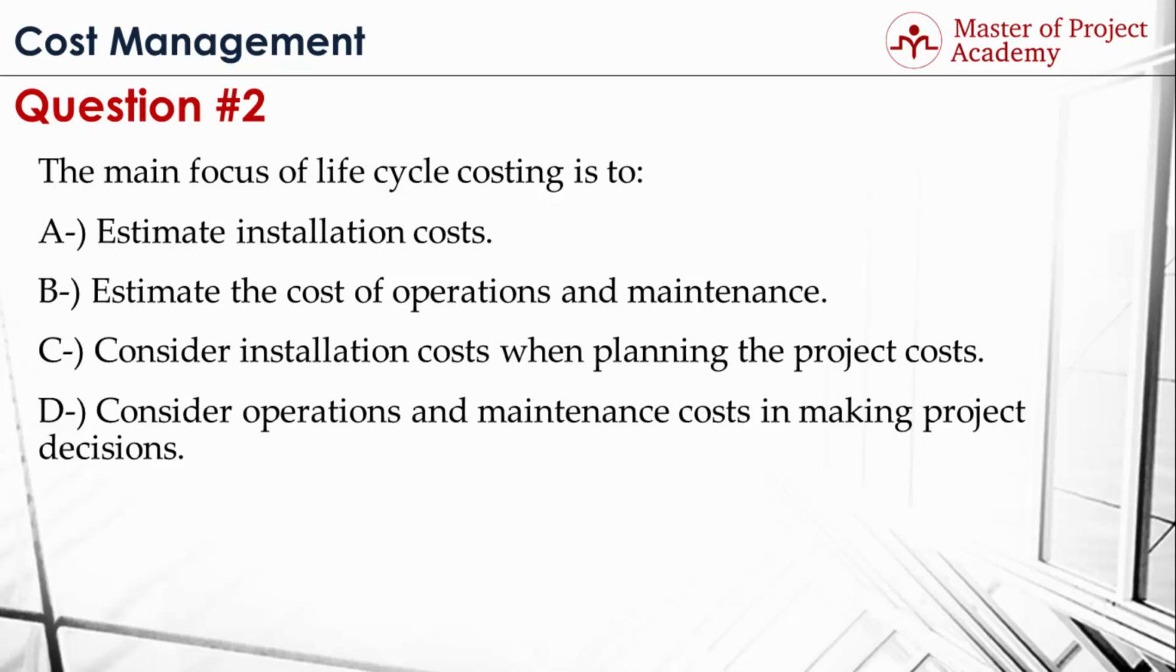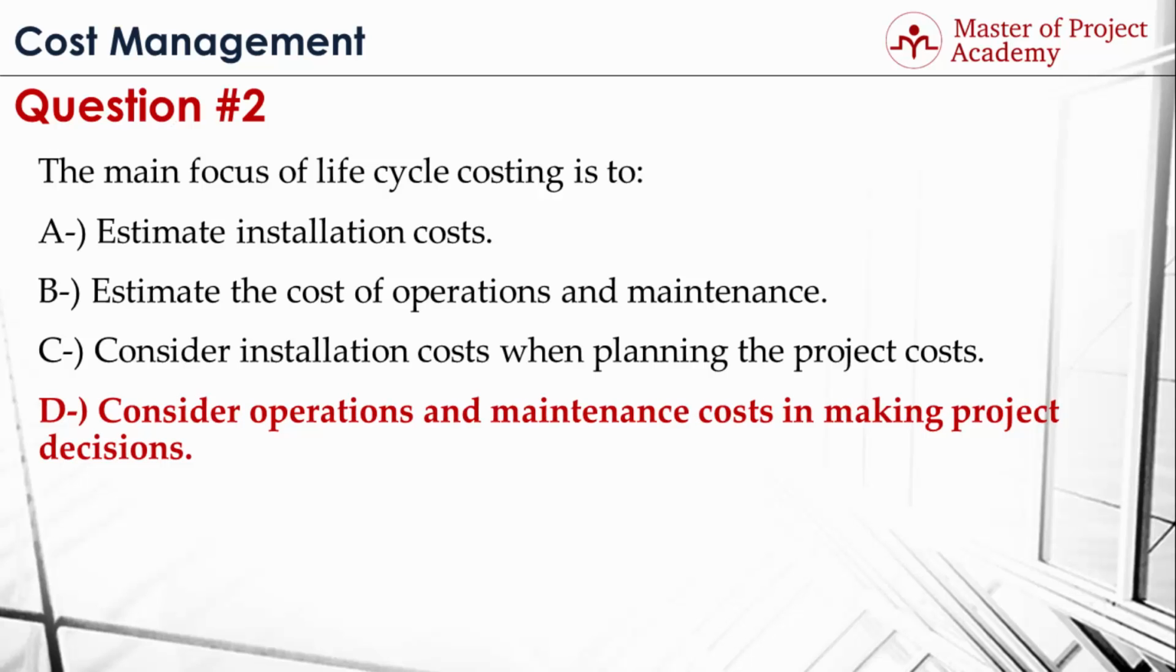The answer is D. If you remember, life cycle costing was saying that when making a decision over different alternatives, do not think only about the cost that will occur in the project. Think about the overall cost of a product or item when you are making a decision. Therefore, you have to take operations and maintenance cost into account when making a decision about the product during procurement.